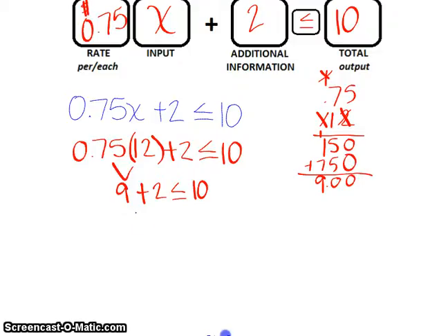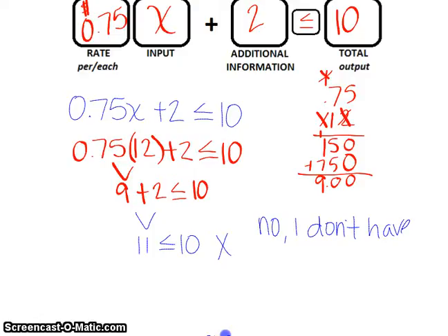Well, I know that 9 plus 2 is 11, so now I have to read my inequality. It says 11 is less than or equal to 10. Well, that's not true, so my answer to this question would be no, I don't have enough money. She's really close, but she doesn't have quite enough.